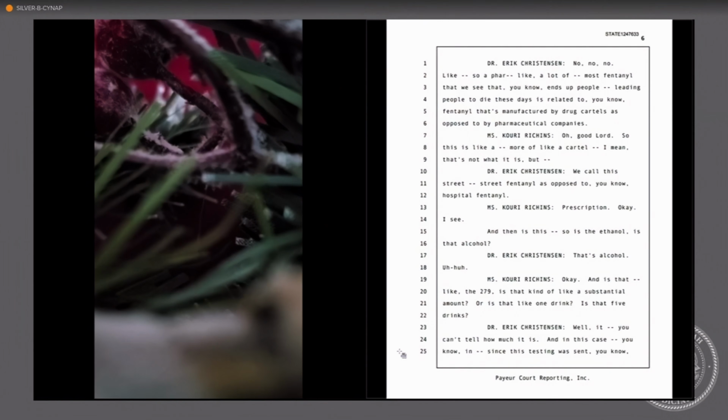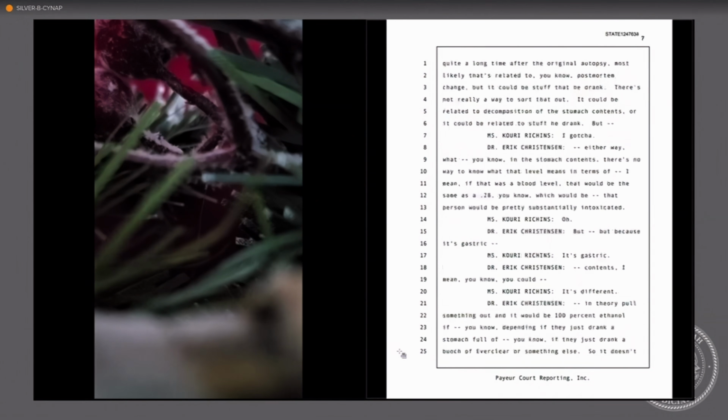Is that kind of a substantial amount, or is that like one drink? Is that 5 drinks? You can't tell how much it is, and in this case, since this testing was sent quite a long time after the original autopsy, most likely that's related to postmortem change, but it could be stuff that he drank. There's not really a way to sort that out. It could be related to decomposition of the stomach contents, or it could be related to stuff he drank.